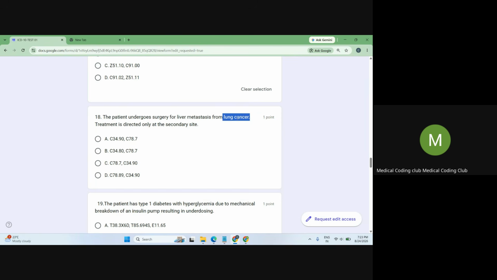So with lung being the primary site here, from lung it got metastasized to liver. So now the patient is suffering with both liver cancer and lung cancer. But today's treatment is directed towards the secondary site. That means they have given the treatment towards the liver. So which one should come as PDX? The liver metastasis. Correct. The liver metastasis should be coded as PDX, primary diagnosis. So you can check the code, C78.7.